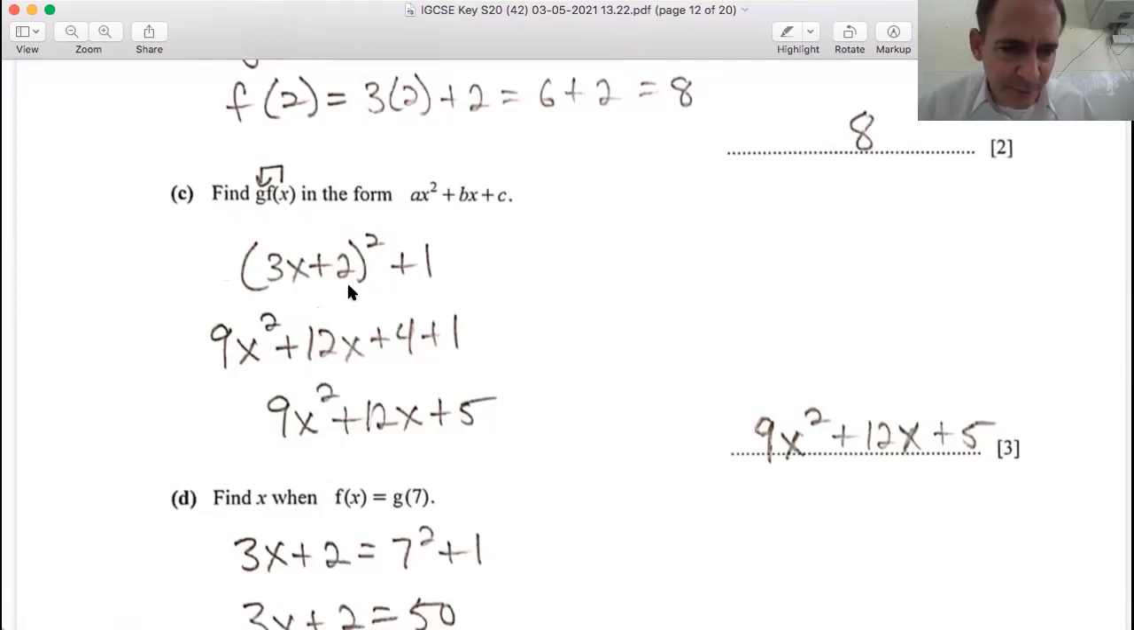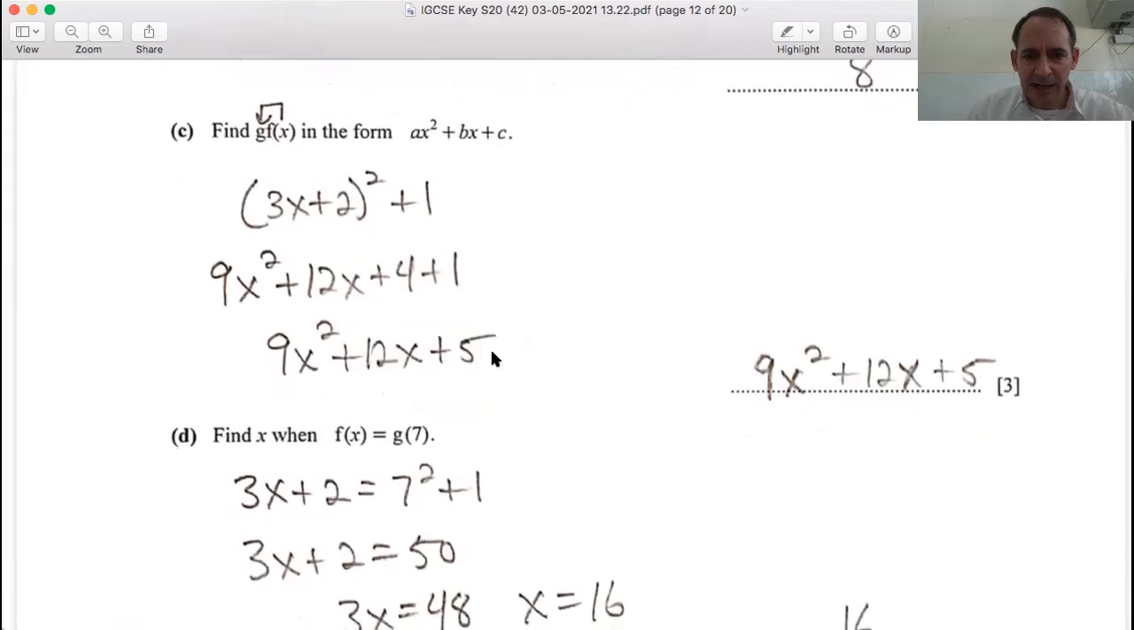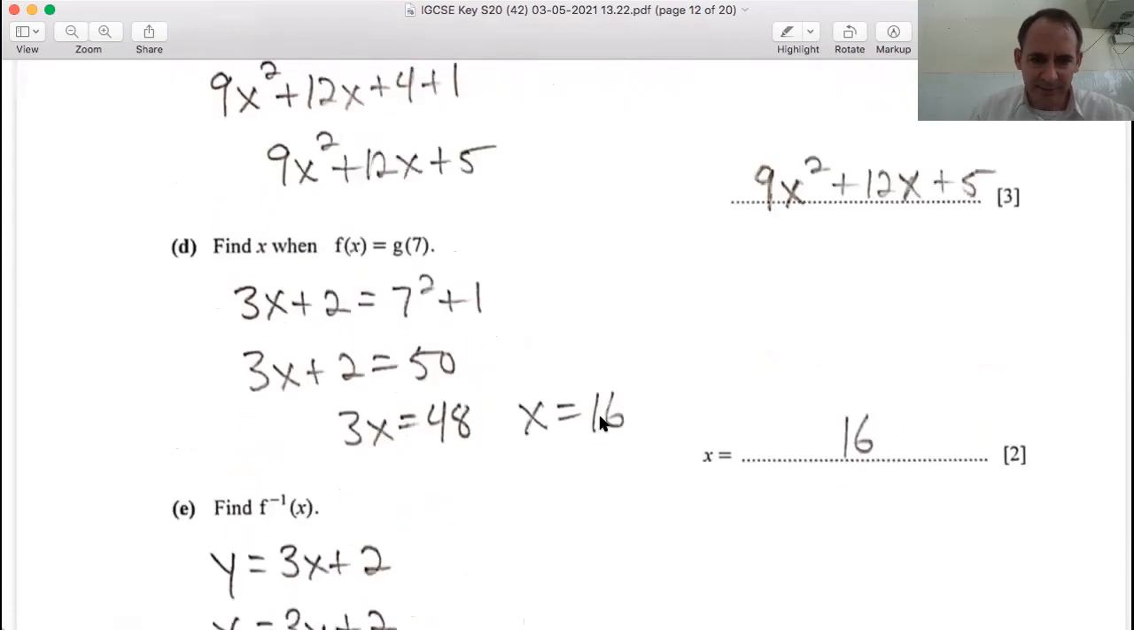Again, remember, exponents and radicals do not distribute over add and subtract. You cannot just distribute the exponent. You need to multiply 3x plus 2 times another 3x plus 2. You can use the smiley face method or FOIL method to multiply it out. You get 9x squared plus 12x plus 4, and then the plus 1 at the end gives you 9x squared plus 12x plus 5. So your a, b, and c are 9, 12, and 5. It wants the complete form, 9x squared plus 12x plus 5.